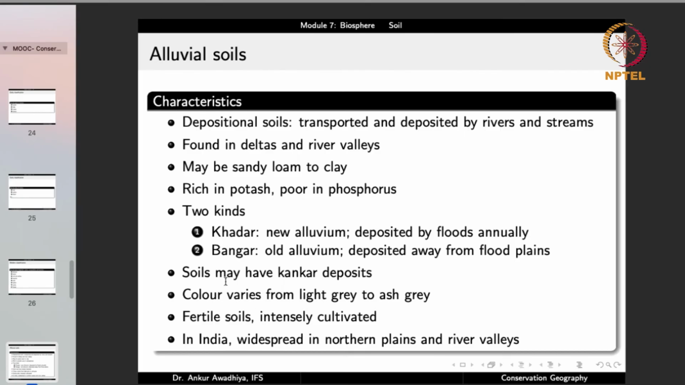The soil may have kankar deposits. Kankar refers to calcium carbonate, which is in the form of aggregates. The color varies from light grey to ash grey. These are fertile soils, intensely cultivated, because of which our northern plains have become the breadbasket of the country. And in India, they are widespread in northern plains and the river valleys.